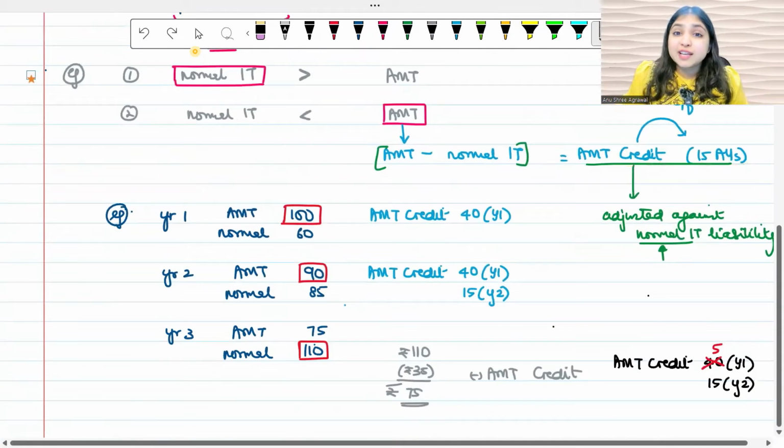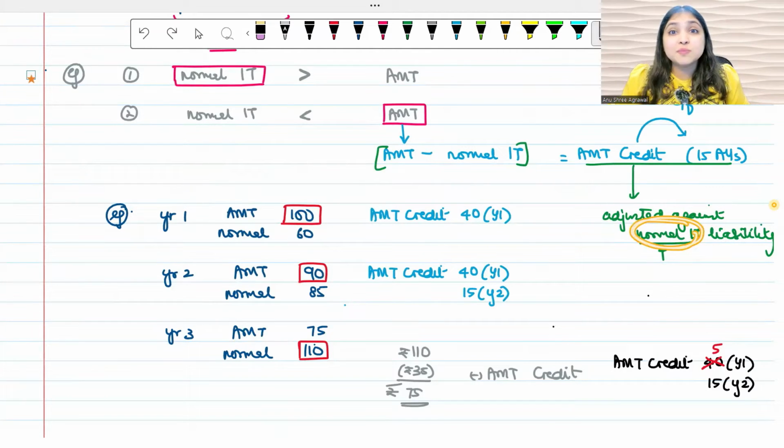Now, when can you utilize this AMT credit, guys? This AMT credit you can utilize only and only when you have normal income tax liability. That is, in any subsequent year in the future, if normal income tax is more than AMT, then you will be paying normal income tax, right?